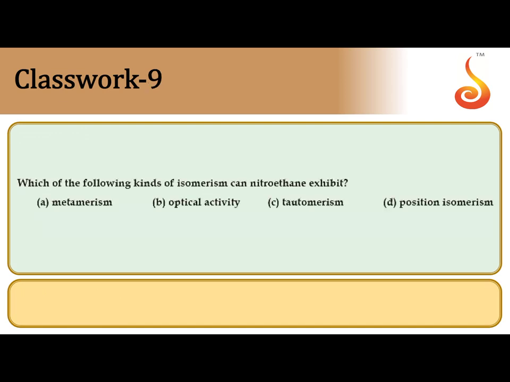Which of the following kinds of isomerism can nitroethane exhibit? CH2NO2, it will become the nitronic (aci) form also. So it exhibits tautomerism.